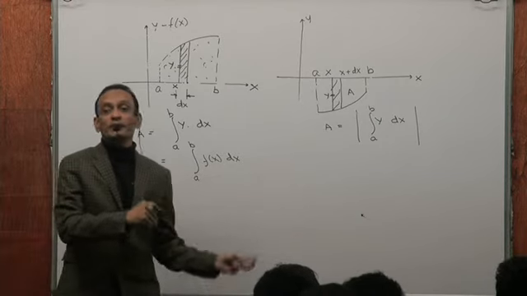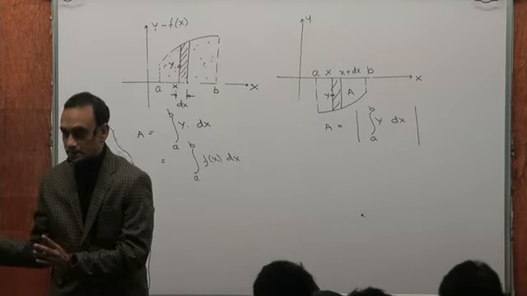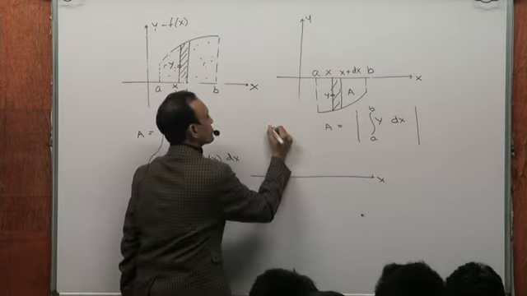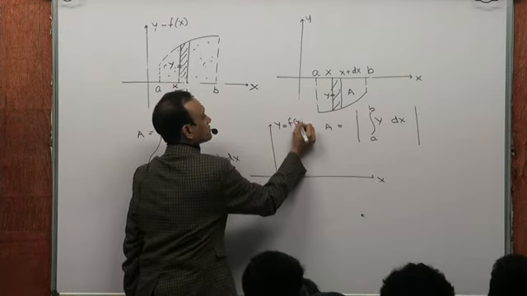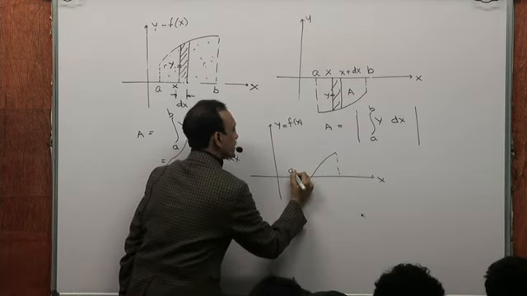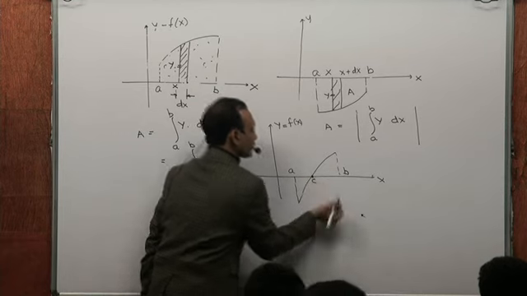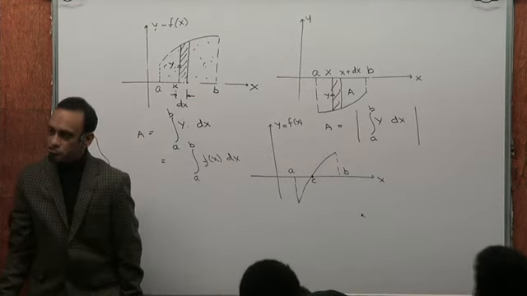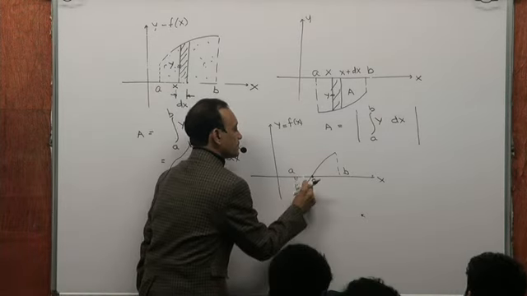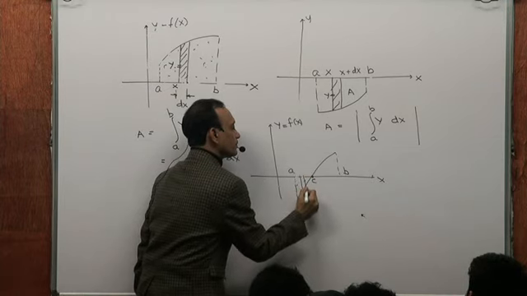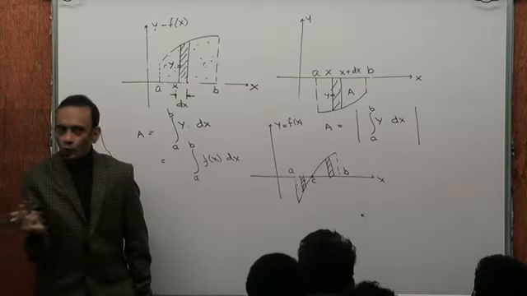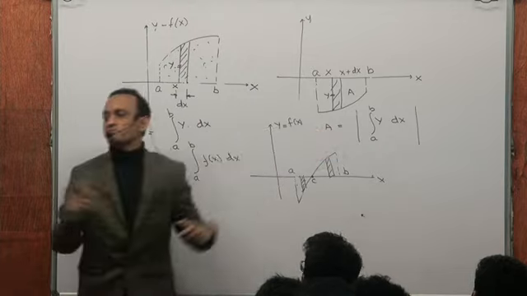Now, part of it could be below the x-axis, part of it could be above the x-axis, right? We could have had a situation like this. Y equal to f(x), between x equal to a to x equal to b, it crosses the x-axis at x equal to c. What we then do is, this area is negative, and these are my strips here, and this is my choice of strip here. We deal with these two series of strips separately.